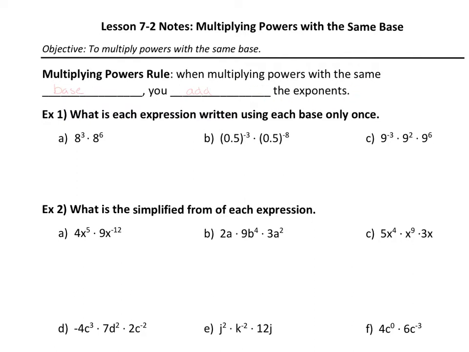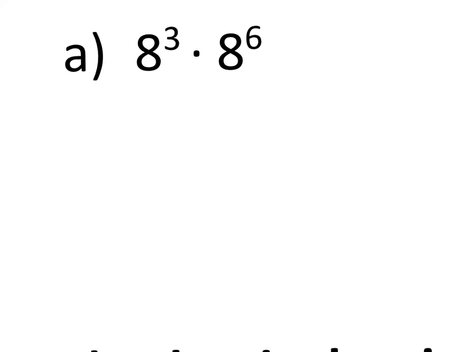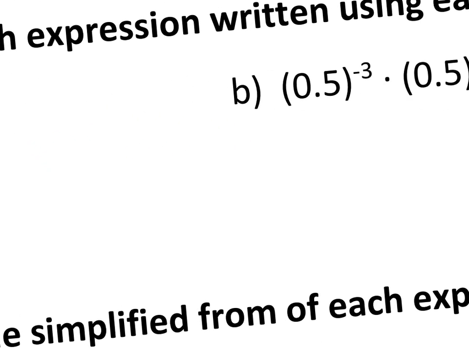So now the first example here says, what is each expression written using the base only once? So basically, we're just going to clean this up and put it together. Okay, so as long as you have the same base, so in this case, 8s, you can go ahead and add up the exponents. That's going to be our rule. So if you have the same base, add the exponents. So in this case here, we would get 8, add up 3 plus 6, and get 9. Oops. So we would have 8 to the 9th. Now, for right now, I'm okay with you leaving it like this on these first few problems, because 8 to the 9th, we would just put it in our calculator and find out what that equals. All right, so let's go to the next one here.